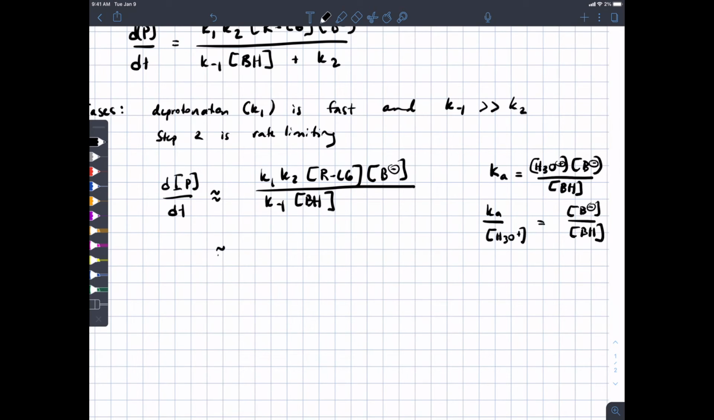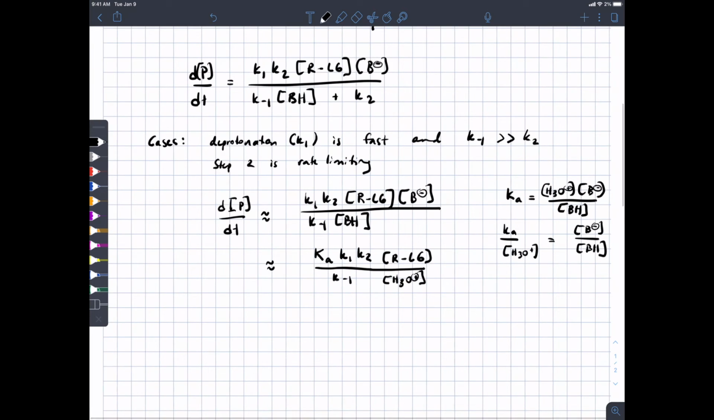So we could rewrite this equilibrium in terms of Ka times K1 times K2 divided by K minus 1 times the concentration of your starting material divided by the concentration of hydronium.